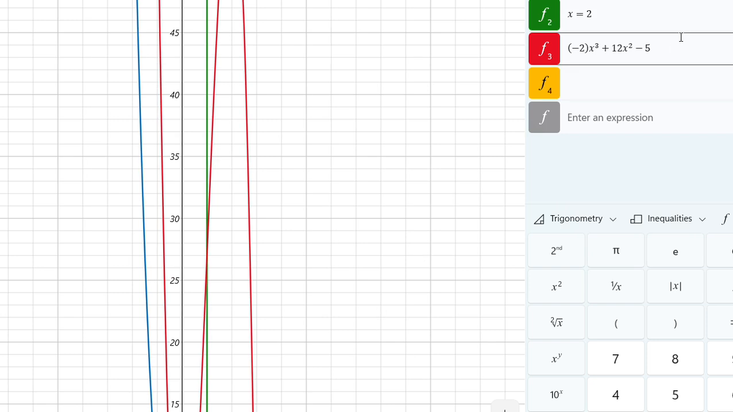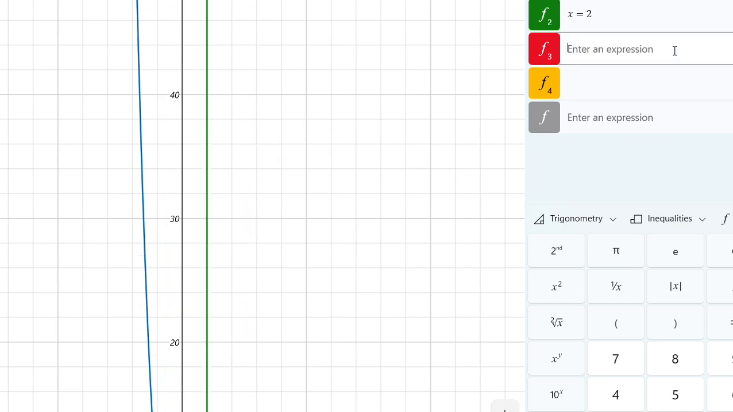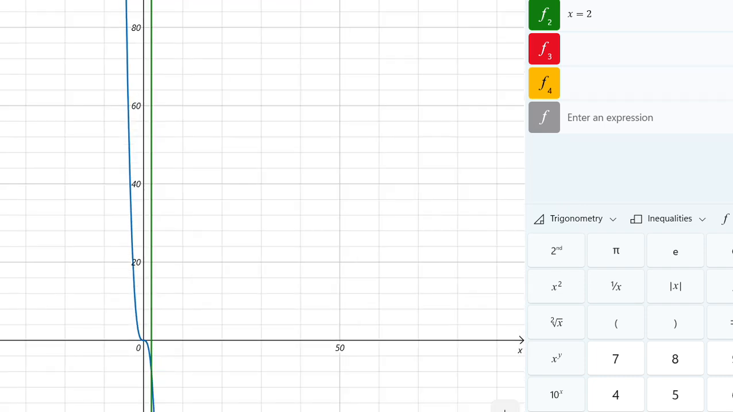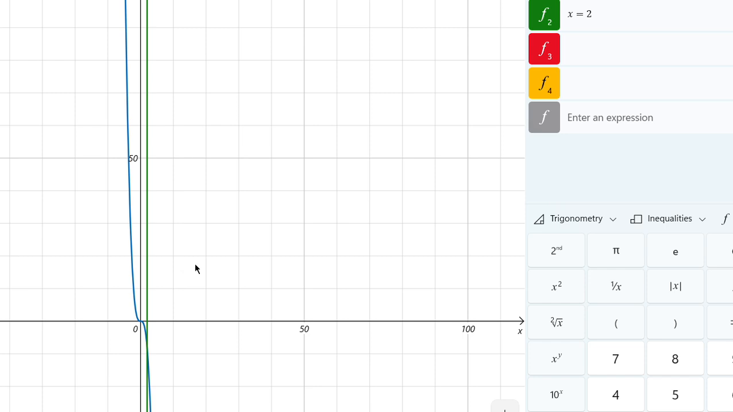Let me remove this graph. So you get my point, right? So that's it. In the case of y equals negative x cubed, this is what we're having. At what point does it transition from concave up to concave down? There's a line there, x equal to what? 0, right? So that's basically what it is.